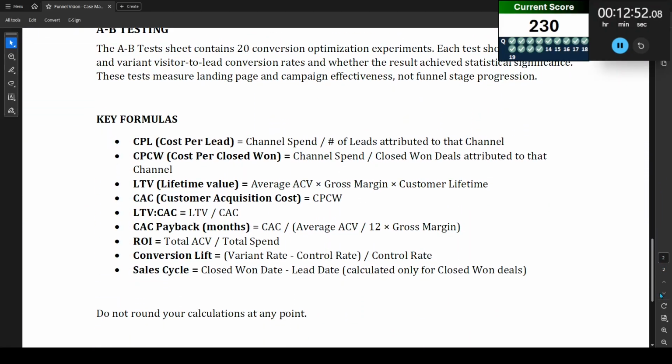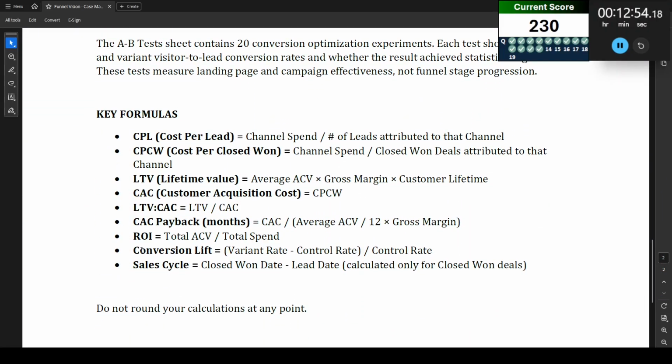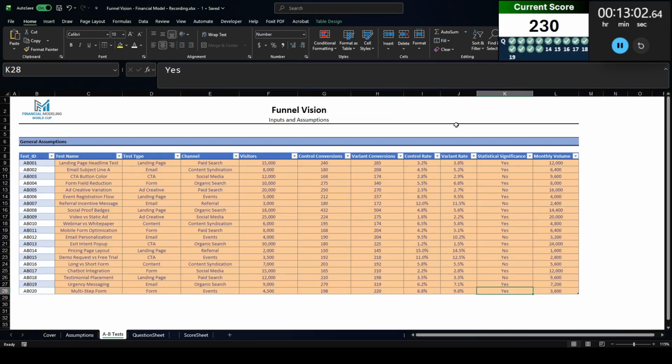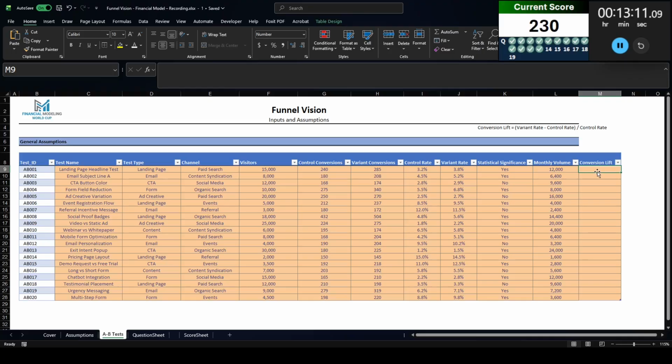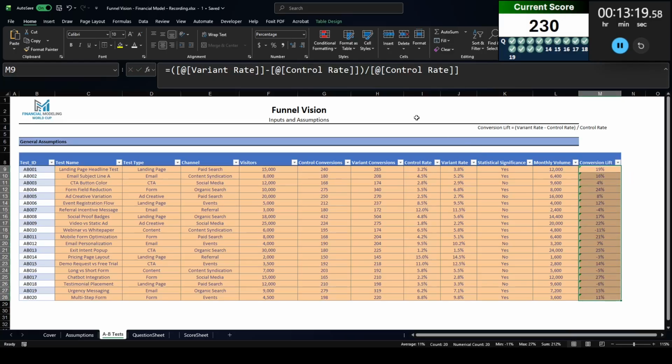Let's take a look. So key formulas, here we go. Conversion lift. Variant rate minus control rate divided by control rate. All right, let me copy that so I can bring it into this sheet and just use this quickly as reference. So conversion lift is going to be, there we go. Variant rate minus control rate divided by control rate there. All right, so there we have all of our conversion lifts, right?